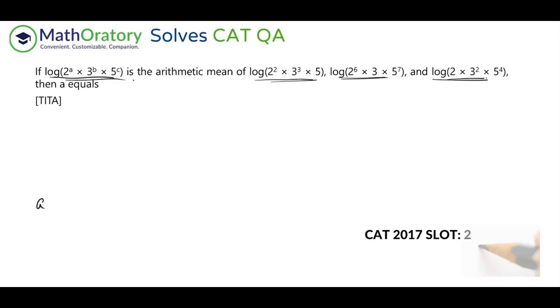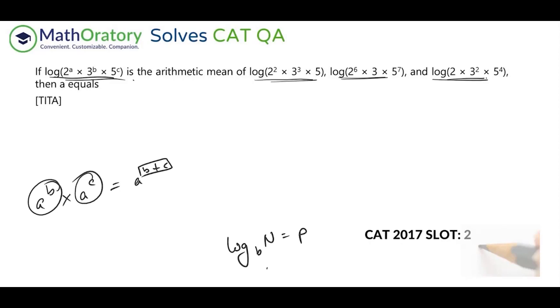Suppose I take two numbers of this form, a to the power b and a to the power c, and I multiply these two. So I get a to the power b plus c. Everybody is aware of this, right? So effectively, what is happening? If I'm multiplying the numbers, the powers get added, right? So effectively, I hope you know that the relation between log and indices is something like this.